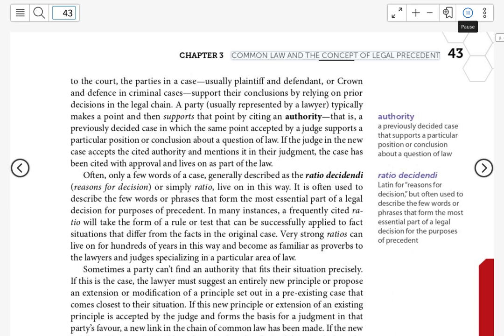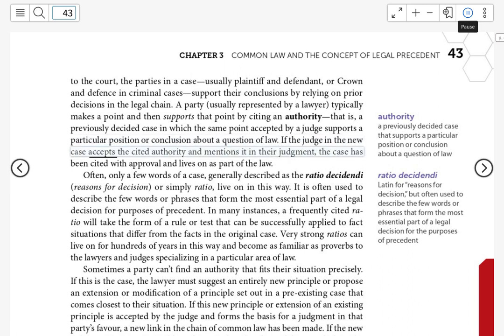Chapter 3: Common Law and the Concept of Legal Precedent. To the court, the parties in a case, usually plaintiff and defendant, or Crown and defense in criminal cases, support their conclusions by relying on prior decisions in the legal chain. A party, usually represented by a lawyer, typically makes a point and then supports that point by citing an authority, that is, a previously decided case in which the same point accepted by a judge supports a particular position or conclusion about a question of law.